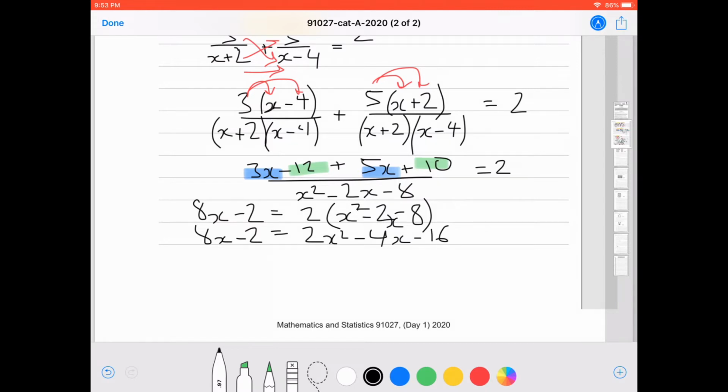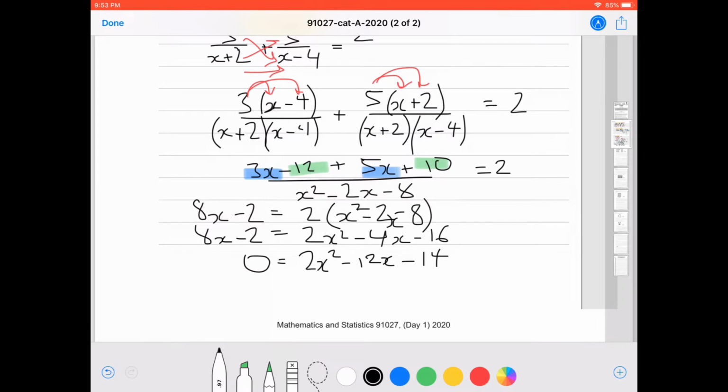And now we see we've got a quadratic forming. Let's take everything to one side, so we make it equal 0. Obviously, a quadratic is in the form ax squared plus bx plus c equals 0. So 2x squared, bringing our 8x to the right hand side, it becomes minus 4x minus 8x, which is minus 12x. And we've got minus 14.